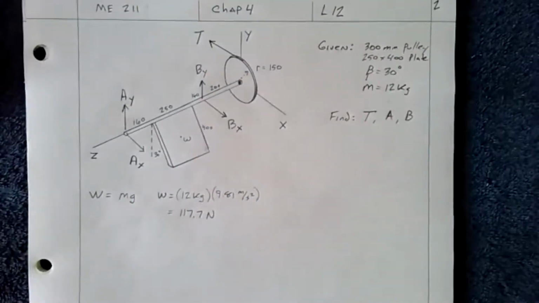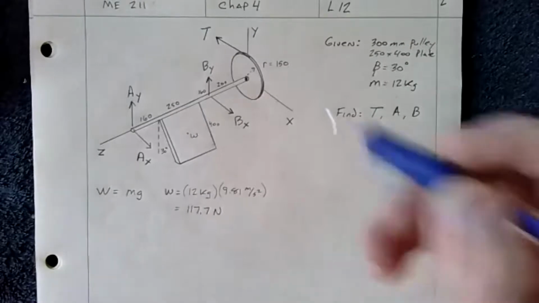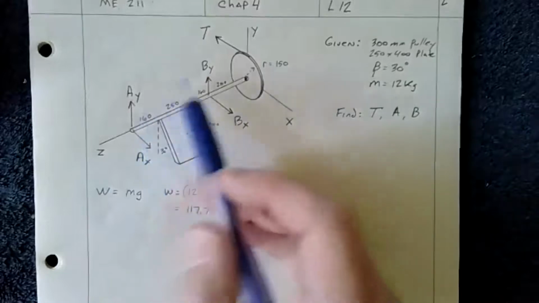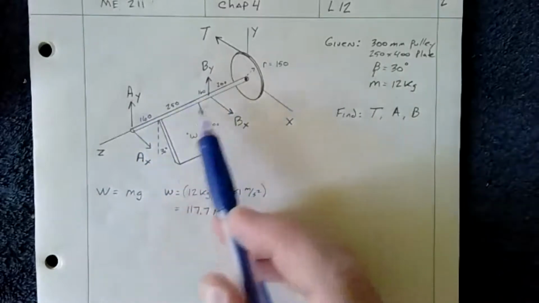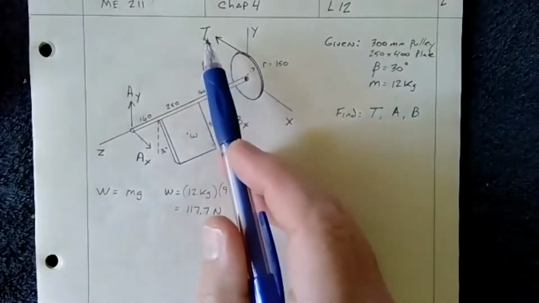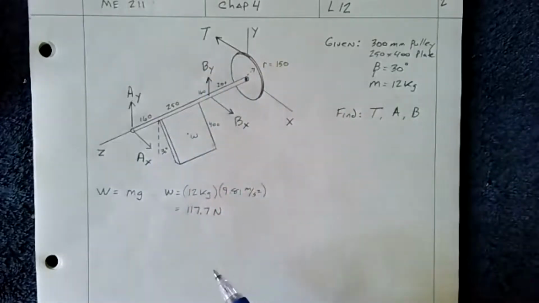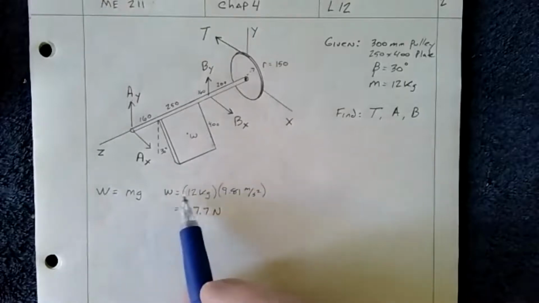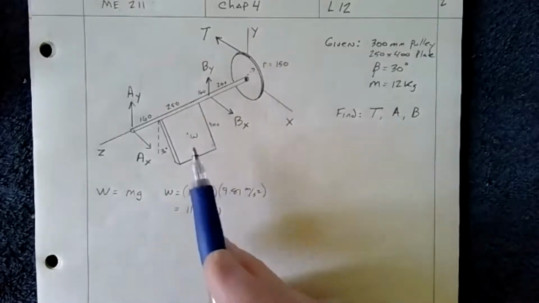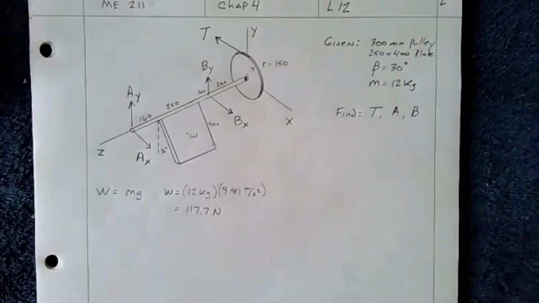So here we have the actual drawing. I've drawn my tension, I have my X, Y, Z. I've labeled the free-body diagram with my AY, AX, BX, BY, and tension in the negative X direction. So first thing, I know it's 12 kilograms multiplied by gravity. I know it's 117.7 newtons. So I'm going to use that later.